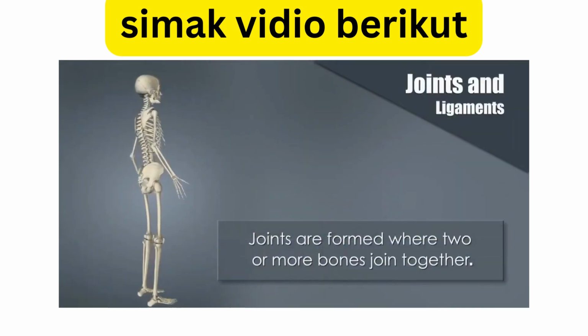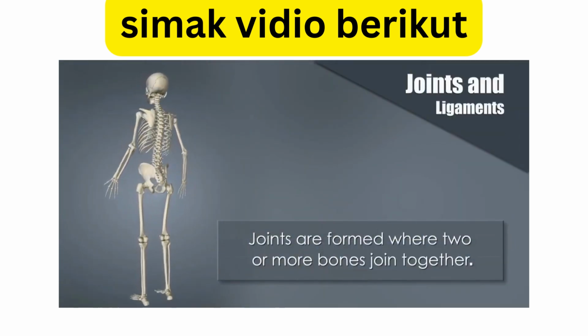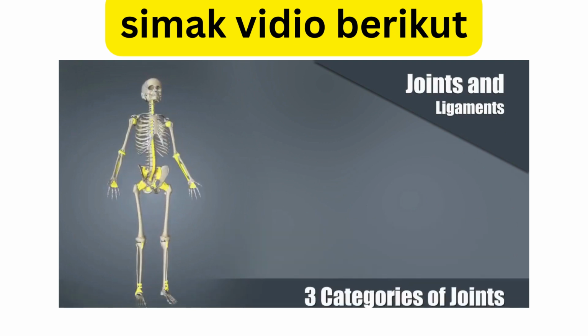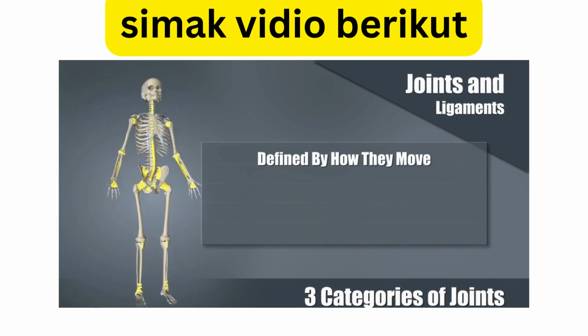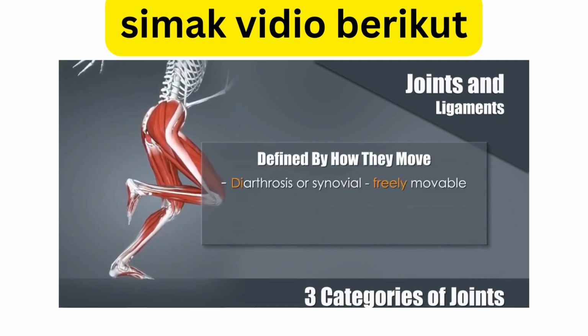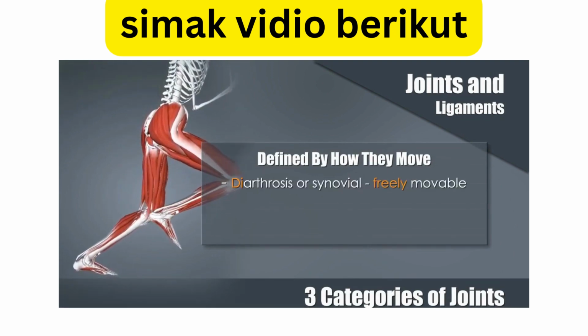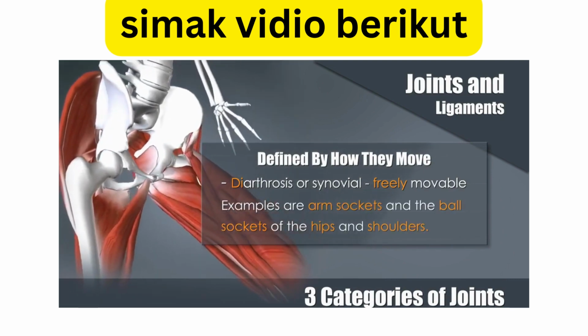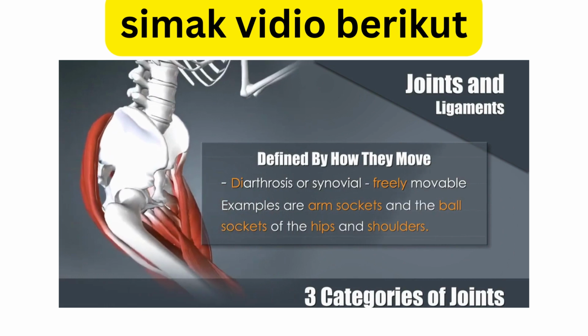Joints are formed where two or more bones are joined together. The joints are divided into three major categories defined as to how these joints move. Diarthrosis, or synovial, means freely movable. An example would be the ball and socket of the shoulder and hips.